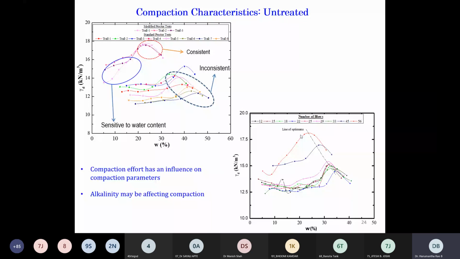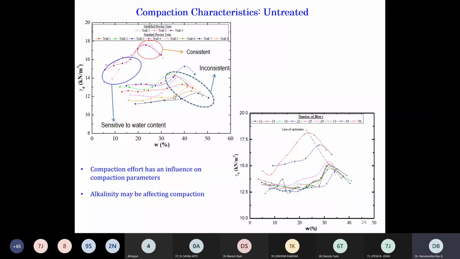But the same soil, when compaction is done with a modified Proctor test, we get similar values of gamma D and OMC, but the initial curve shows that it is initially sensitive to the moisture content. So this is something peculiar. But if these are inconsistent and consistent results, then what kind of compaction state do you refer to when you try to apply or stabilize this material in the field?